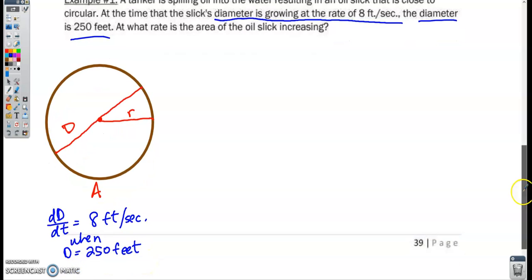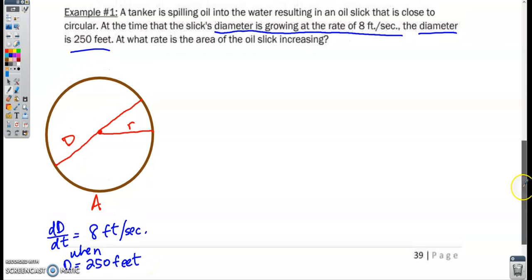And one last piece of information that I'm going to write here. I'm going to write down what I'm being asked to find. We're trying to find the rate at which the area of the oil slick is increasing. So what are we looking for? We're looking for dA/dt.